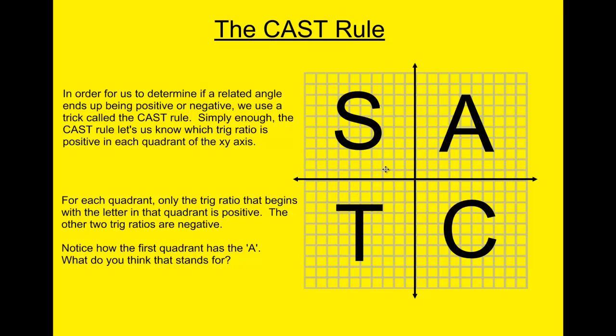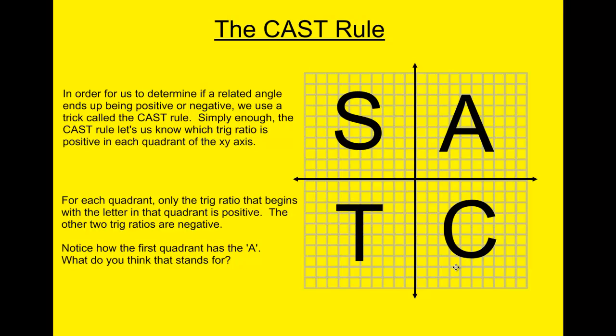How the CAST rule works is, on our XY grid here, I've written out the letters C, A, S, and T, and each letter has its own quadrant. Quadrant 1 has the letter A, Quadrant 2 has the letter S, Quadrant 3 has T, and Quadrant 4 has C. And what this little diagram tells us is, if our terminal arm falls in each of those quadrants, then that particular trig ratio happens to be positive. The other trig ratios are negative.